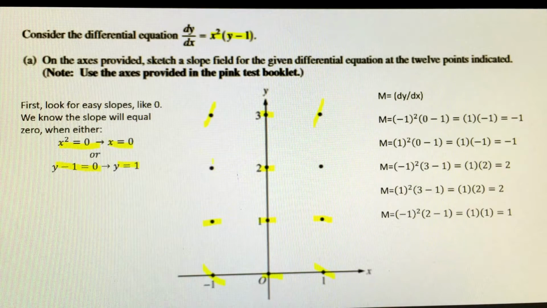Now we're going to do the same procedure again with negative 1 comma 2. Plug those coordinates into that equation. We get negative 1 squared times (2 minus 1) equals 1 times 1, which indicates a positive 1 slope. And for our last point, we're going to do the exact same thing. Plug those coordinates into that slope equation one last time. We get 1 squared times (2 minus 1) equals 1 times 1, which indicates a positive 1 slope. And there you go, ladies and gentlemen, there's our slope field.